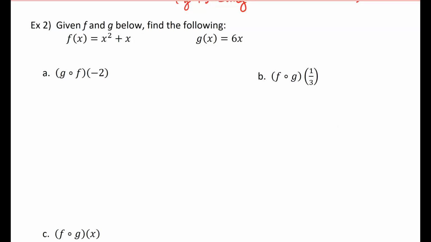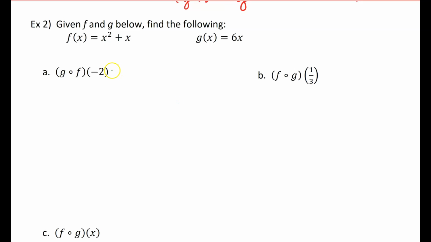Okay, so we've got two functions here again. f of x is equal to x squared plus 1, and g of x is equal to 6x. In our first example, it's asking us for g of f of negative 2. So which one is the inner function? The f. And then the outer function is the g. So we're going to compose the function g using the function f, but we're evaluating it at negative 2. Okay, so I'm going to rewrite this. This is the same as doing g of f of negative 2.